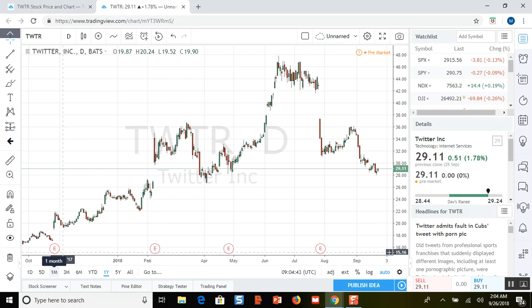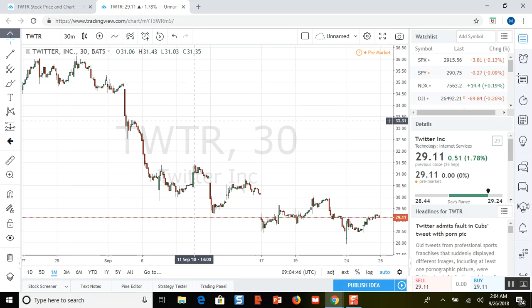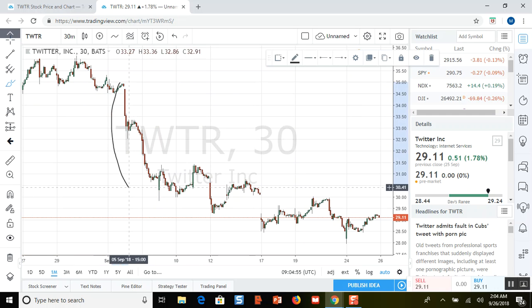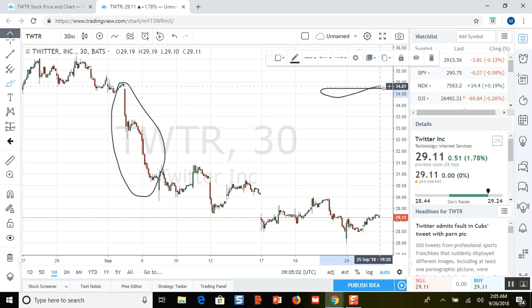Now if we go down to a month, now we're talking. Now this is something that we can actually work with. Okay, now first thing that I want to show you is this little part right there. That was earnings, okay, and Twitter went down from this level right there all the way down to this level, right? It took a big plunge, and so we are not going to worry about what happened before this earnings. We are going to chart from this point to this point.